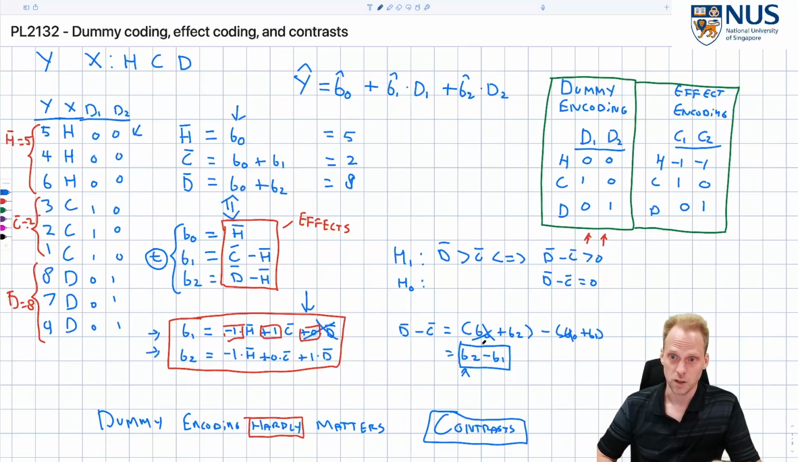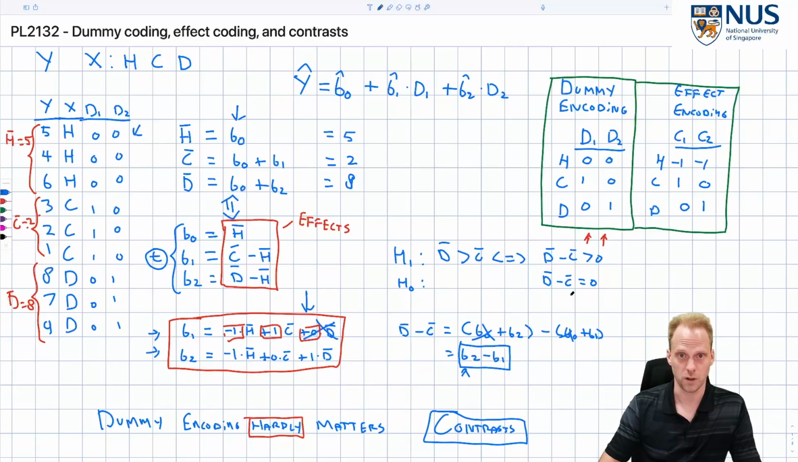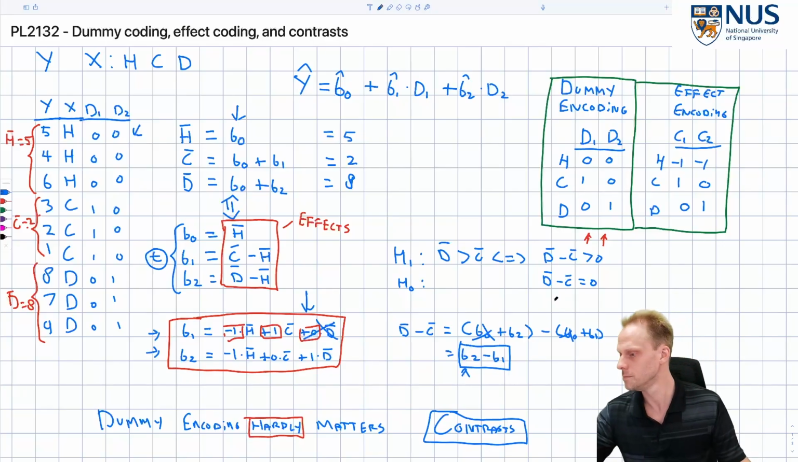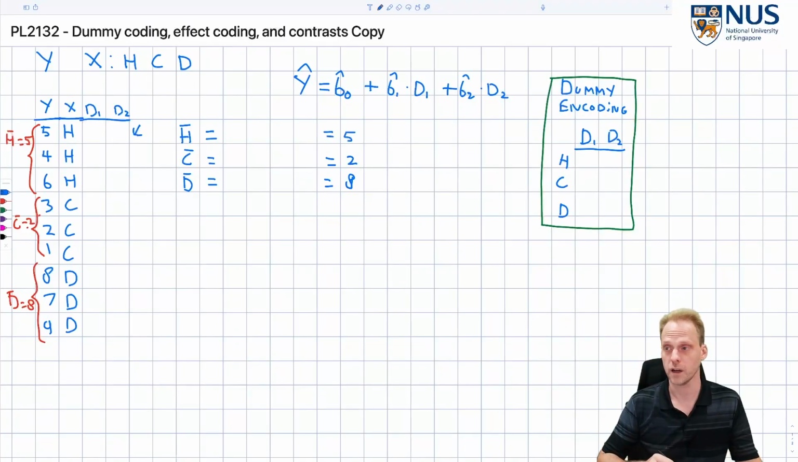So does that mean that dummy encoding completely doesn't matter? Well, not exactly. But I'll talk about that on a fresh new page. All right, here I cleaned up the page a bit, and I'm going to show you what JASP actually does behind the hood when you do a one-way ANOVA.